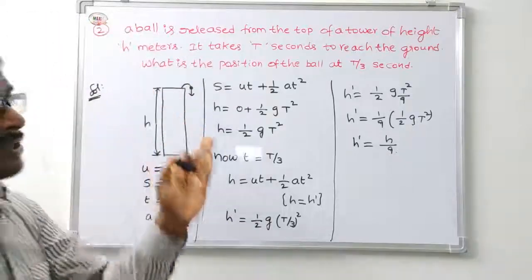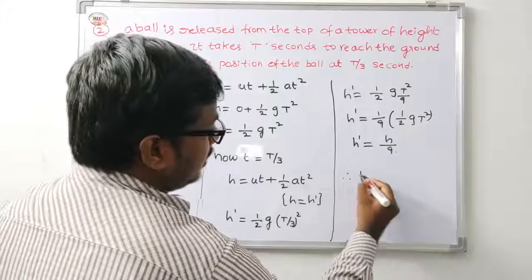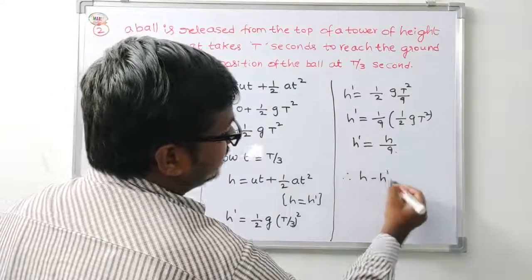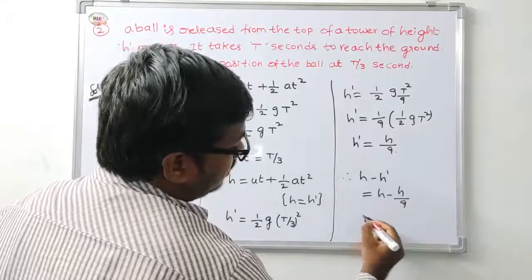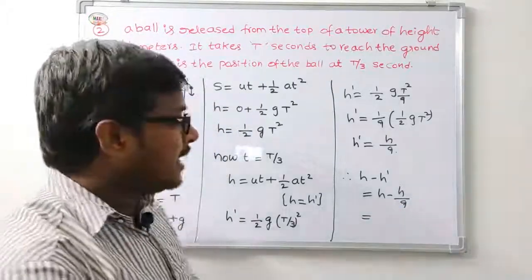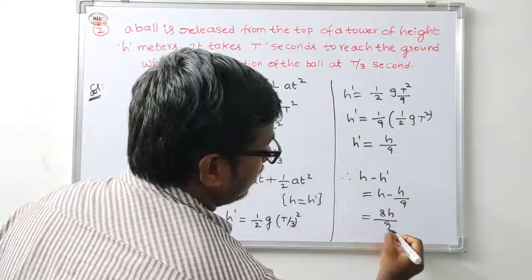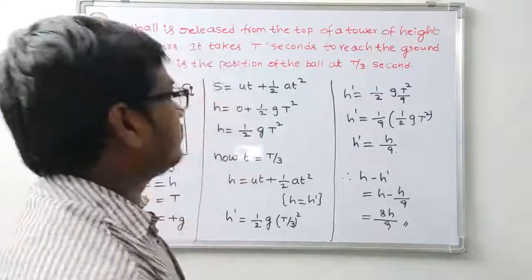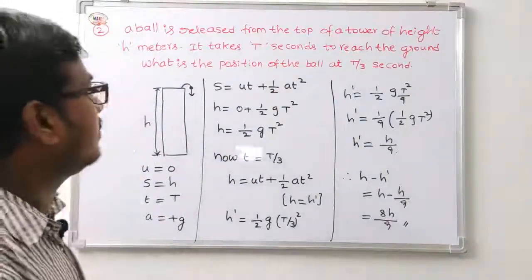Okay, the position from the ground is therefore H minus H dash, that is H minus H by 9. On cross multiplication, 9H minus H, that is 8H by 9. This is the answer. It's a very important problem.